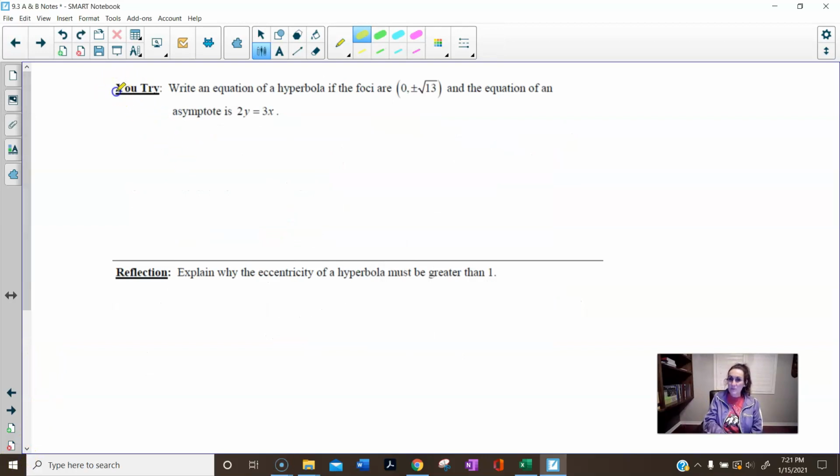Make sure that you try the U-try on your own and the reflection all by yourself, and then talk to your group to see if you get the correct answer or at least the same answer as everybody else.